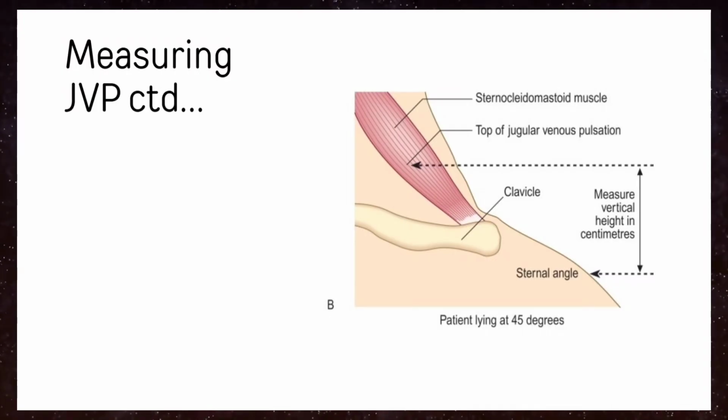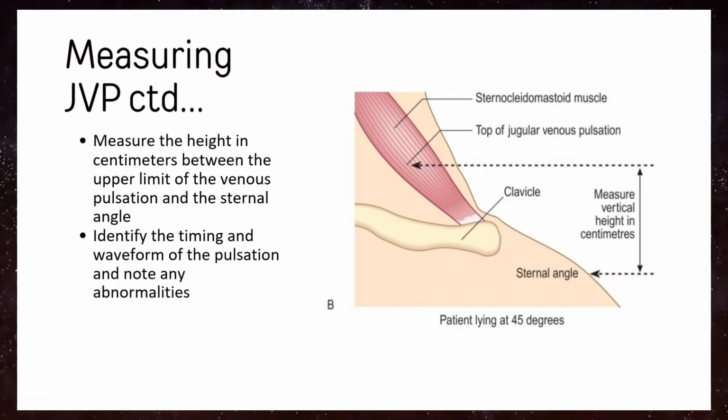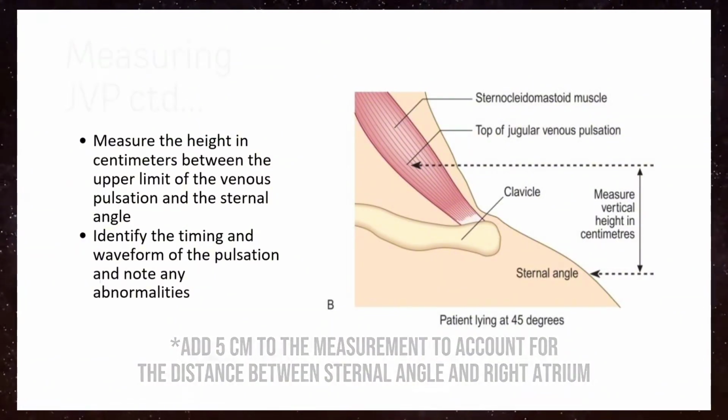When measuring the JVP, we measure the hydrostatic pressure using the height from the upper limit of the pulsation to the right atrium. As the height from the sternal angle to the right atrium cannot be measured, we only measure the height from the sternal angle and add 5 centimeters to our measurement, as we can assume the vertical height between the sternal angle and the right atrium is as such at a 45-degree recline.